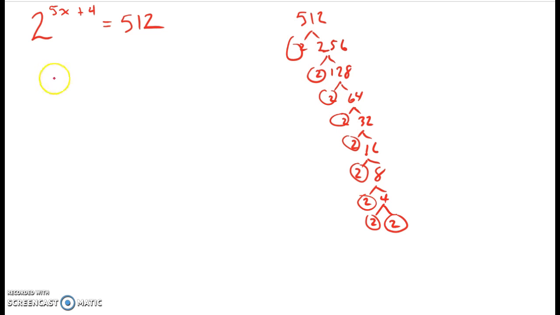So to figure out what x is, we say 5x plus 4 is equal to 9. We're going to solve for x, and we find out that x is equal to 1.